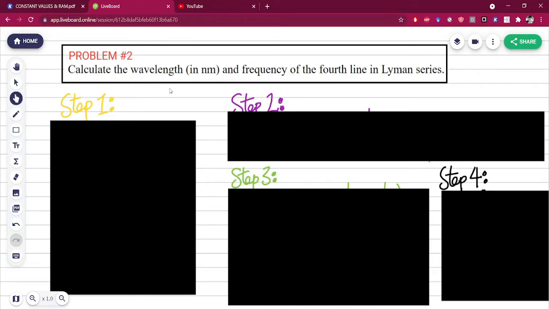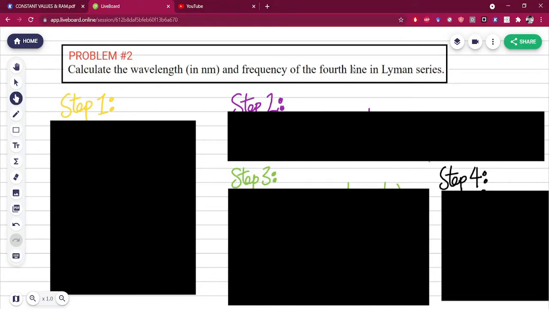What you need to do in this question is to calculate wavelength, and it specifically requires you to write in nanometer. And why is this important? You will see afterwards. And you need to find the frequency as well. For what? For the 4th line in Lyman series.